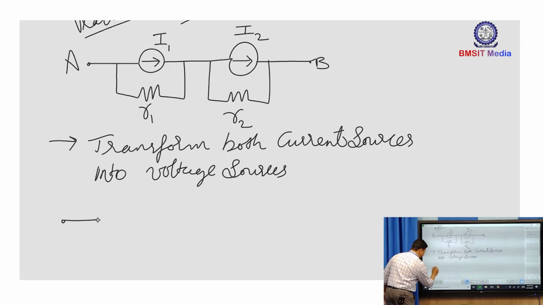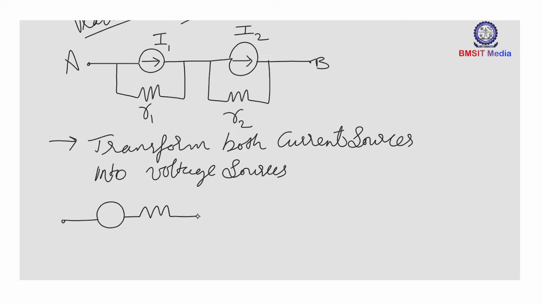So, from terminal A, I will take a voltage source. I will take one more voltage source connected to terminal B. Okay. So, let this be E1. This is the internal resistance R1. Let this be E2 and the internal resistance R2.